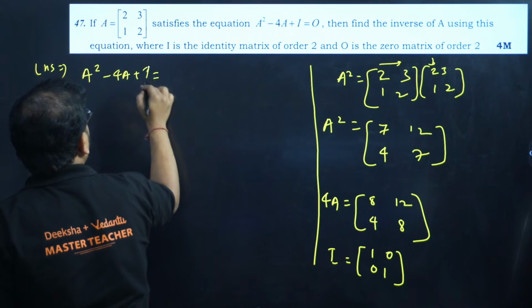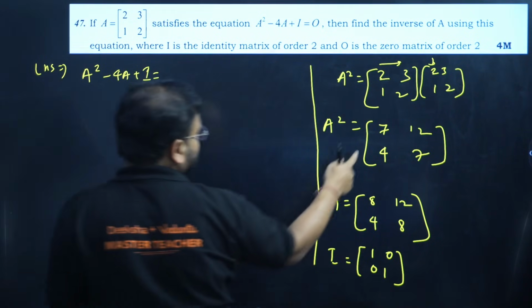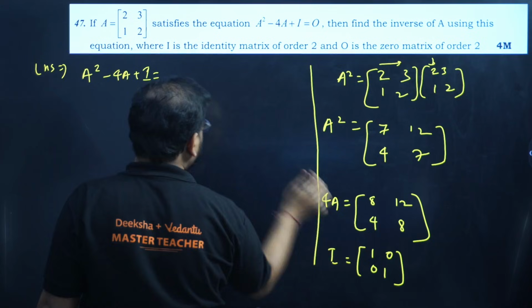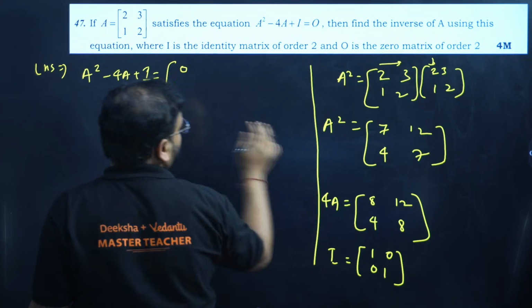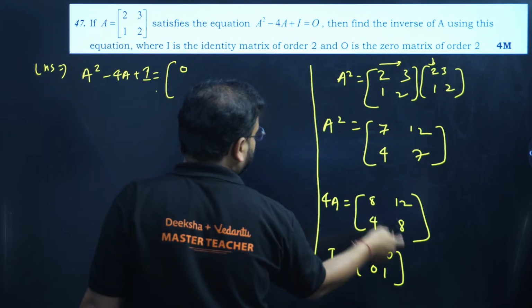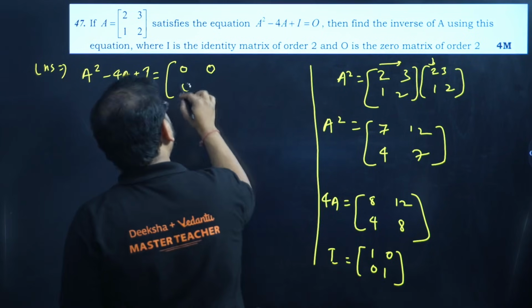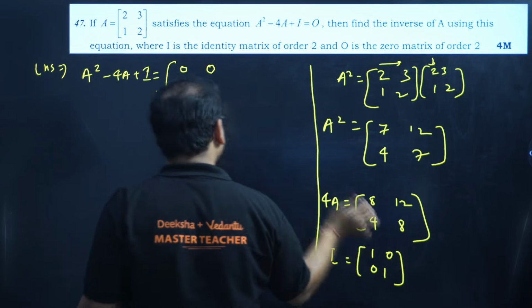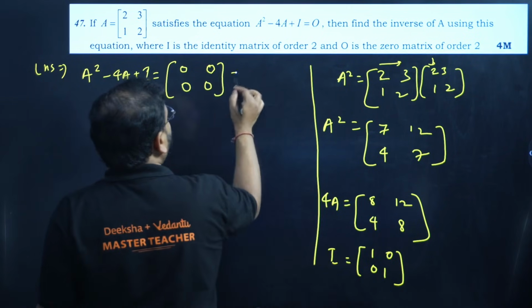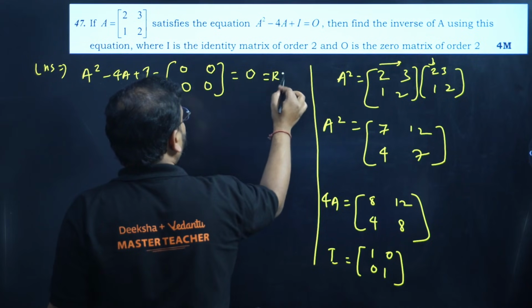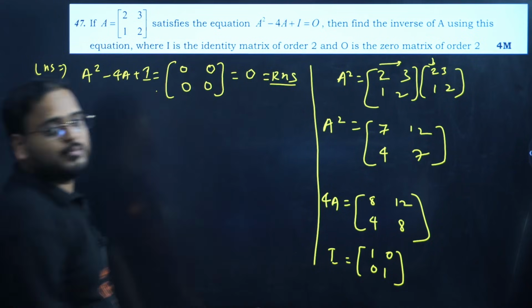Plus I. Check here. So the difference of these two: 7 minus 8 is minus 1, plus 1, is 0. 12 minus 12 is 0, plus 0, again 0. 4 minus 4 is 0, plus 0 is 0. And 7 minus 8 is minus 1, plus 1 is 0, which is nothing but the 0 matrix, which is equal to the RHS. So the proving part is done.